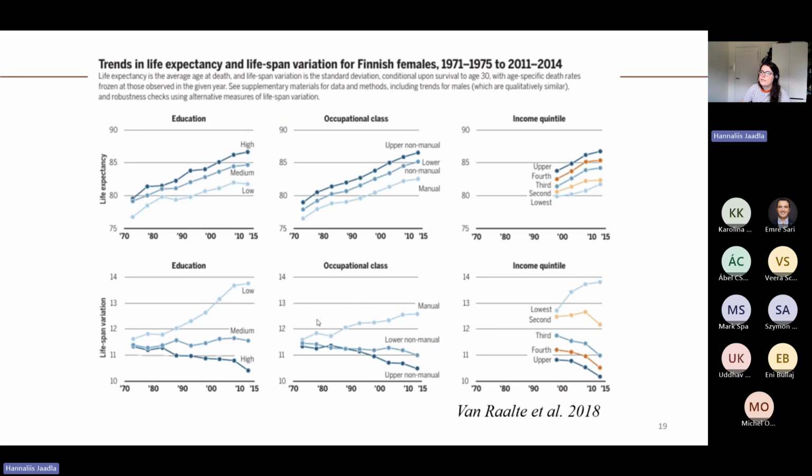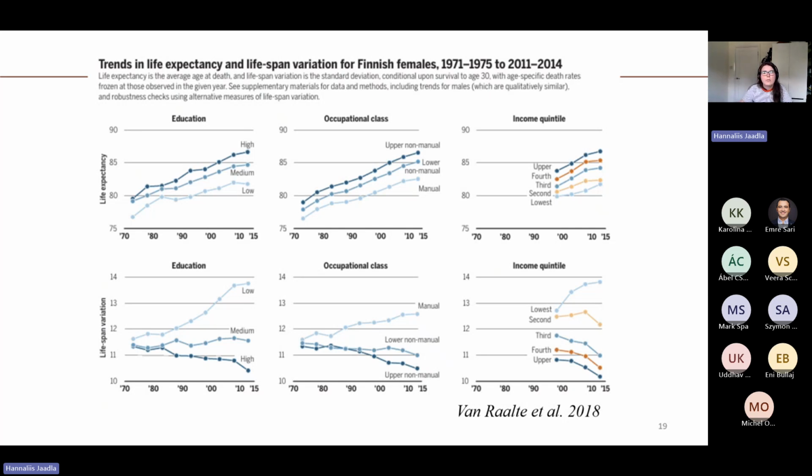But in that study, Alison van Raalte also uses a lifespan variation measure, and this is one of the measures looking at the distribution of health inequalities within a population. And I think very simply, lifespan variation is the variability in ages at death around the average. And this can be a supplement measure to look at the average longevity.